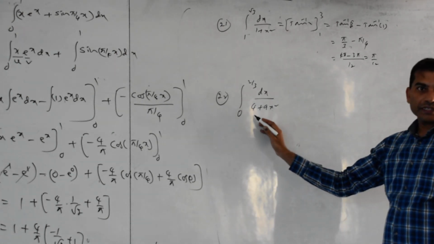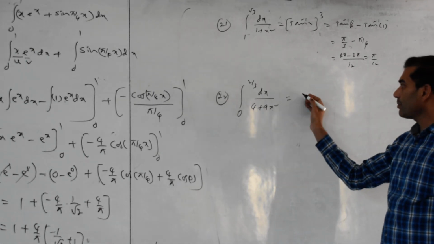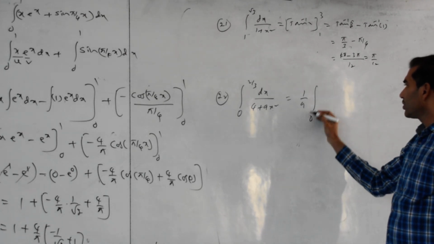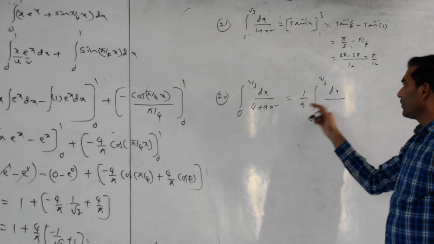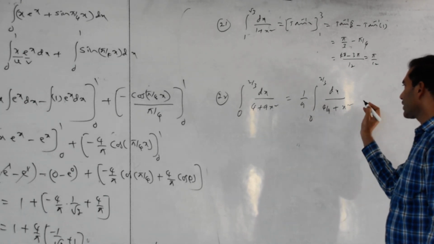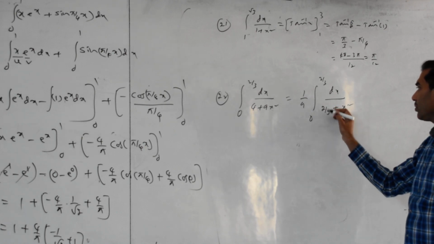x square plus a square. So 9 we should take common, so that the coefficient of x square becomes 1. So 1 by 9, integral from 0 to 2 by 3 dx. When you take the common 9, you will get here 4 by 9 plus x square. 4 by 9 is nothing but 2 by 3 whole square.